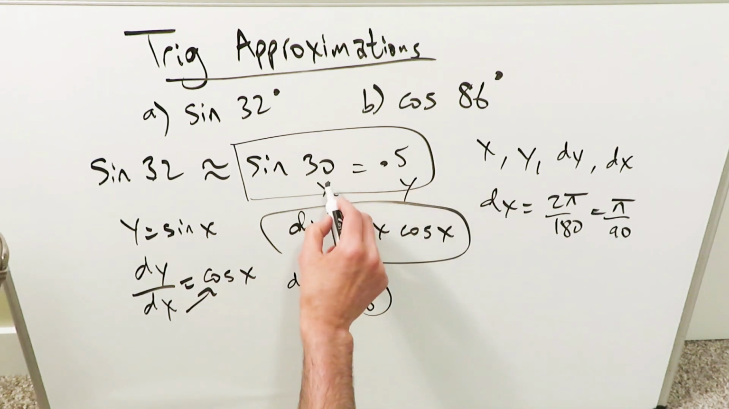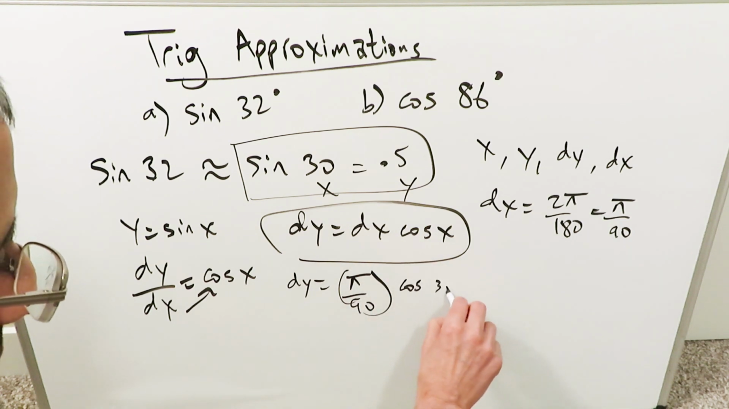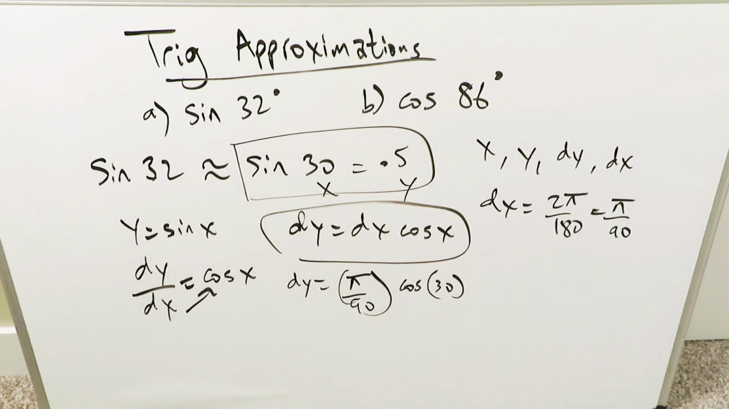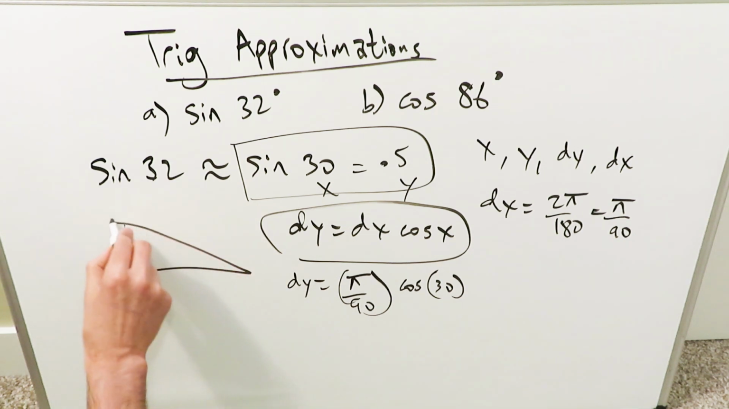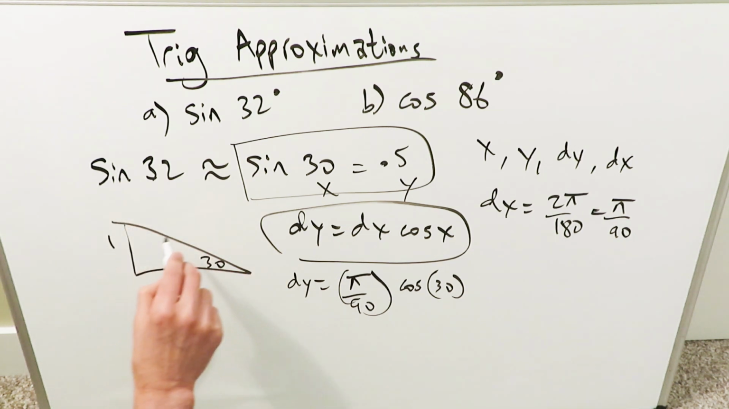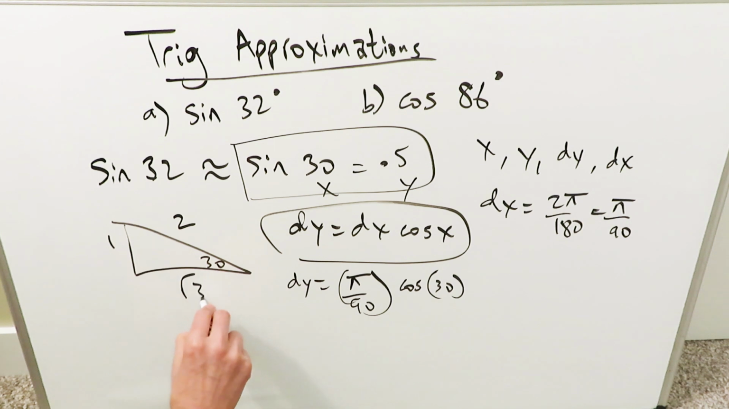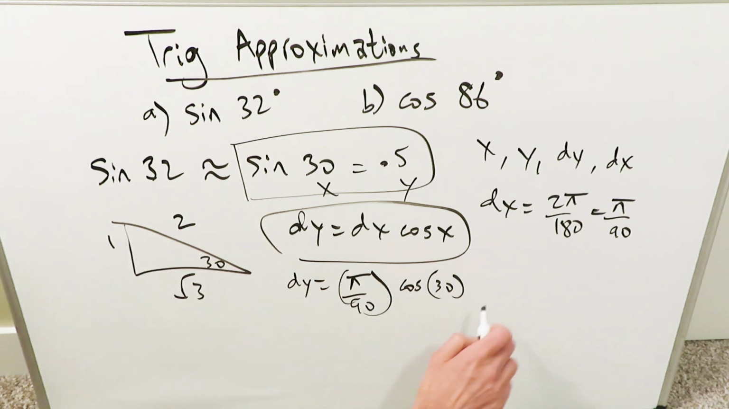What is my cosine x? X right here, you know to be 30. You're doing cosine of 30. You know cosine 30 from your trigonometric ratios. They're easy. You have a 30, 60, 90 triangle. Here's my 30. This is a 1, this right here is a 2, and this is root 3. Cosine of a 30 is equal to adjacent over hypotenuse, which is root 3 over 2.